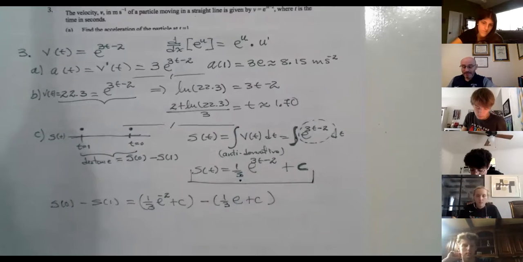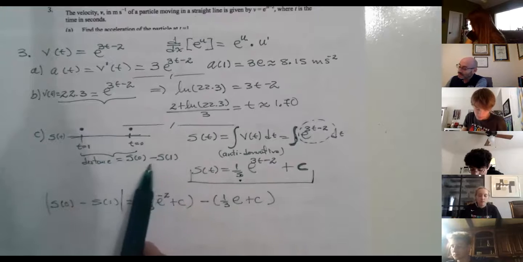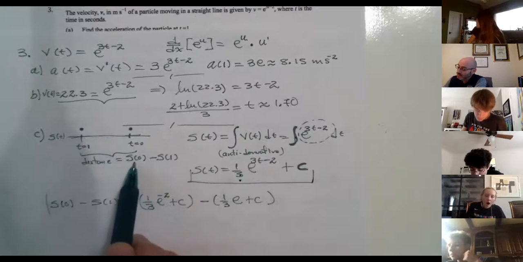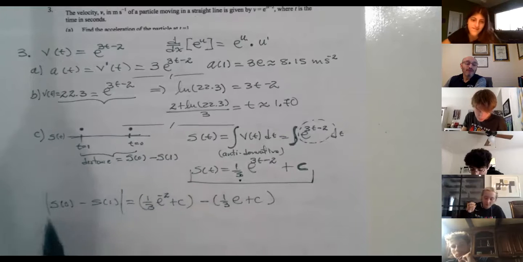So what happens? And since this is distance, I made a mistake, kids. This should be s of 1 minus s of 0, because it's the final minus the initial. So I'm just going to put absolute value here because it will be the same thing, okay?